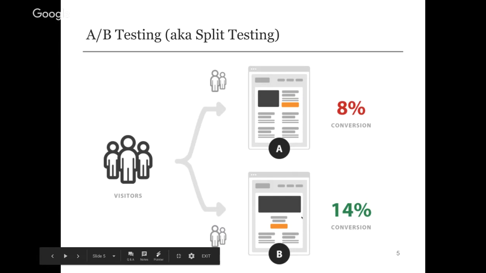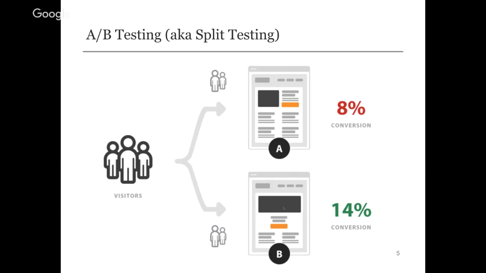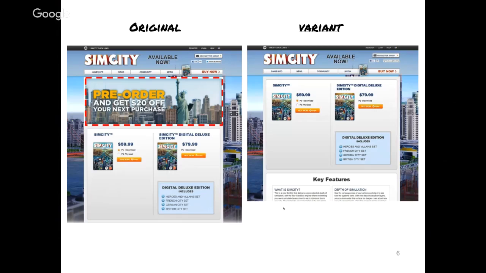And in this particular case, test option B had a higher conversion rate for this button, so we know that this is a better choice than option A. Nice and simple. So here's an example of it in the real world. SimCity, which is a great classic game back in the day. Maybe it's still good today, I'm not sure.